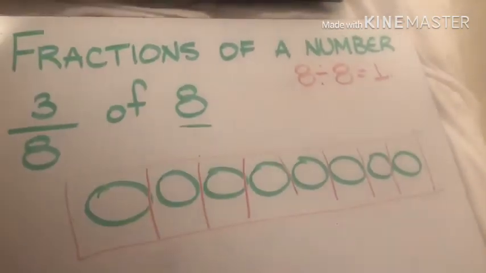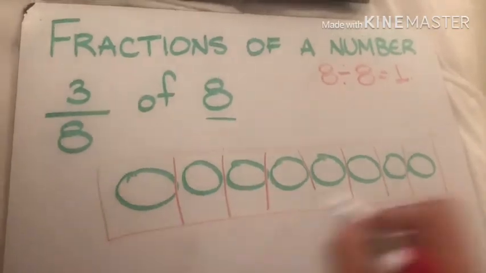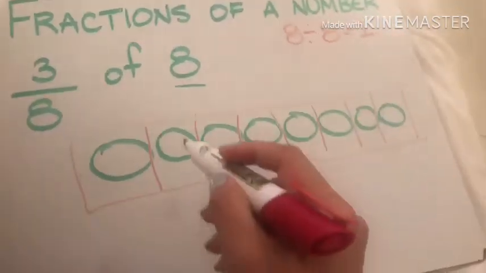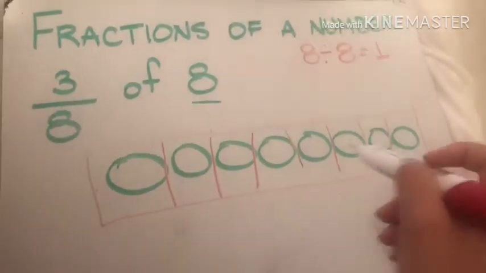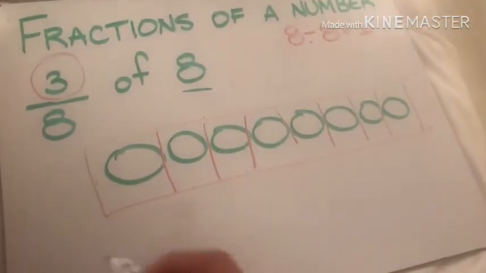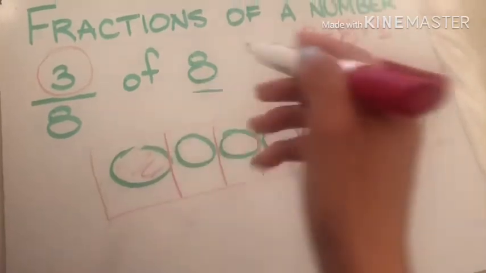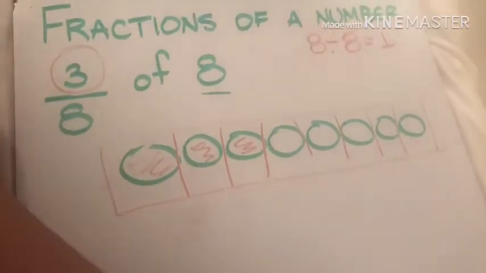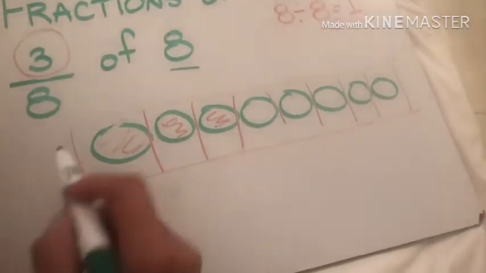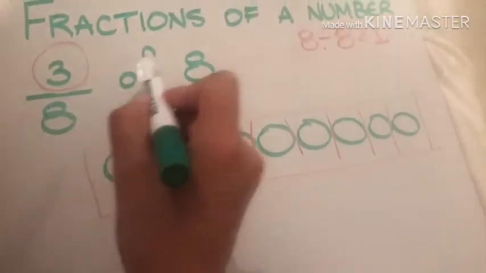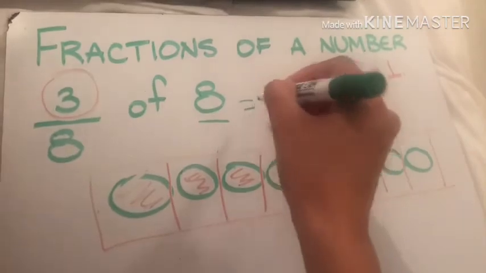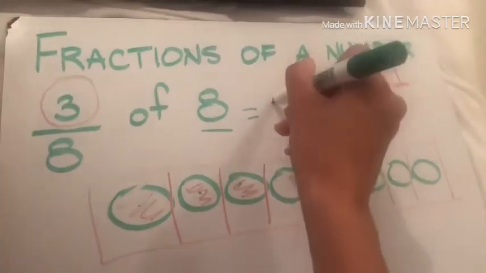Okay? And now that you represented your 8 objects cut into 8 different equal groups, now you're going to take, how many are they telling you to take? So you're taking 1, you're taking 2, and you're taking 3. So your answer here is 3/8 of 8 equals 1, 2, 3. 3. That will be your answer.